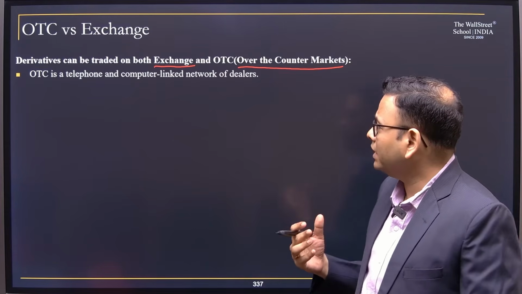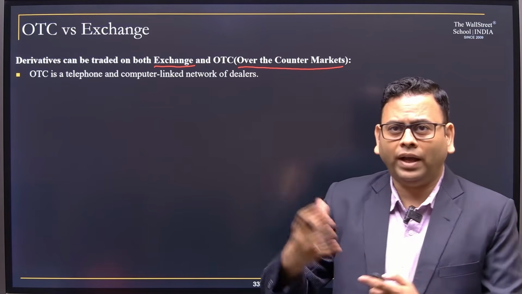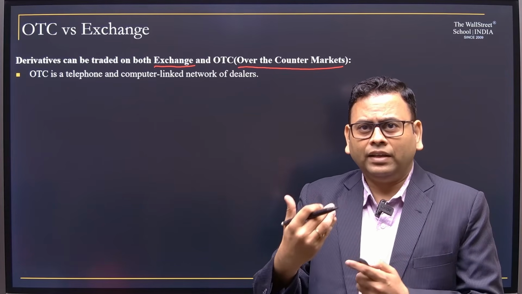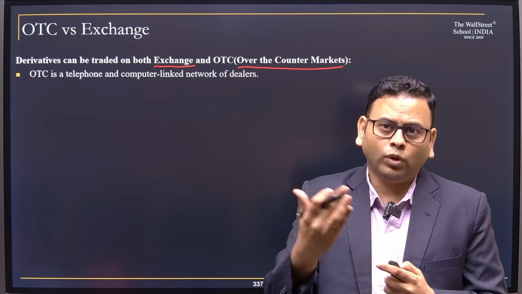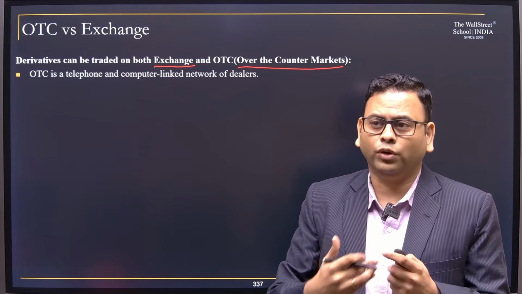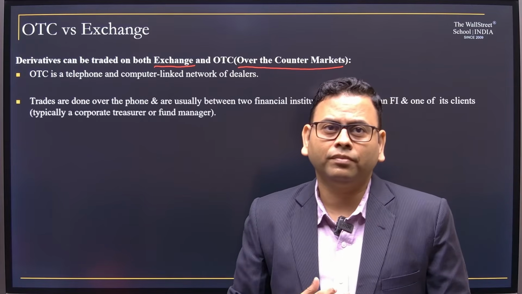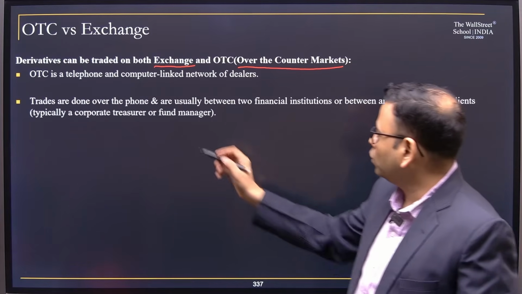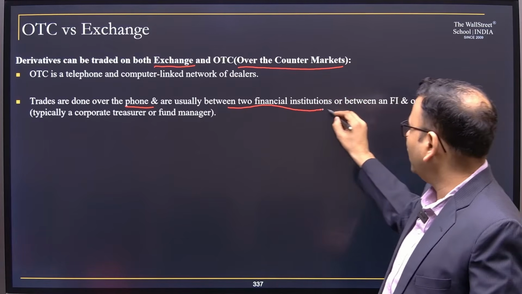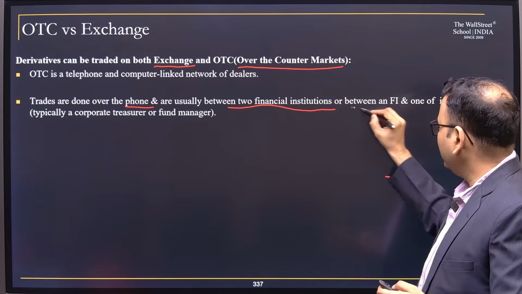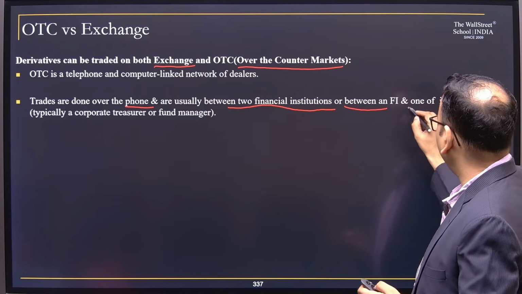OTC is mostly like you call your dealer and you say, okay, I want to buy a certain product, and it's a bipartite transaction wherein you know whom you are dealing with. Essentially, you know your dealer, you know the counterparty with whom you are trading. So, trades are mostly done over telephone and it is between two financial institutions, generally between an FI on one side and clients on the other side.